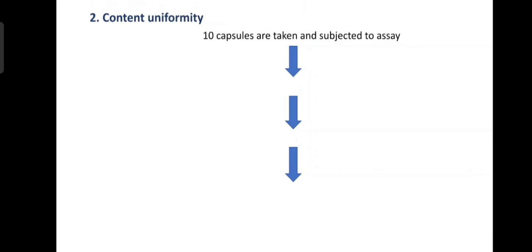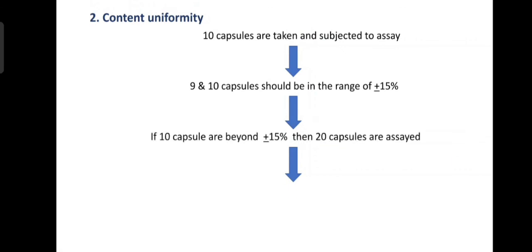The next test is the content uniformity test. In this test, 10 capsules are taken and are subjected to assay. 9 of 10 capsules should be in the range of plus or minus 15%. If 2 or more capsules are beyond plus or minus 15%, then 20 capsules are assayed. All capsules should be within the range of plus or minus 25%.